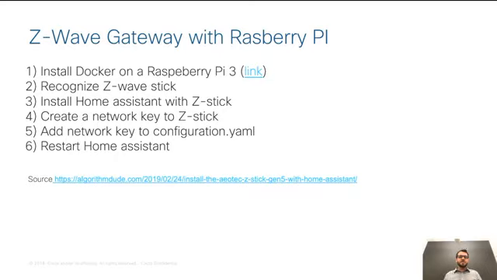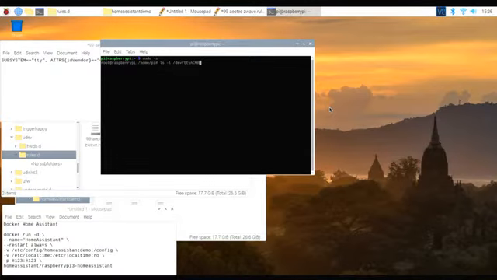In this one, what I'm going to show is how to install Docker on the Raspberry Pi, recognize the Z-Wave stick in the Raspberry Pi, create your Home Assistant image with this stick, also the configuration files with network keys, and then restart Home Assistant and show you that the gateway is going to be ready to use. So let's take a look at the demonstration.